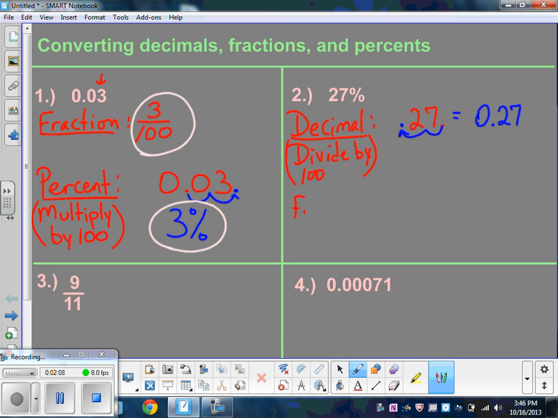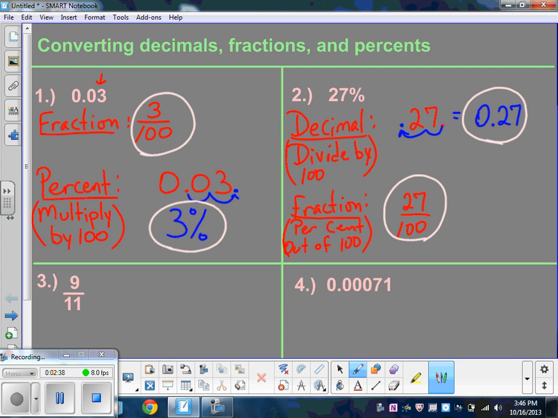To convert this to a fraction, we must remember that percent means out of 100. Out of 100 means that our denominator is 100, and our numerator will stay. If this fraction could be simplified, obviously we would have to do so at this point. This fraction, however, has a numerator and a denominator that are relatively prime, meaning they do not have a common factor other than 1.